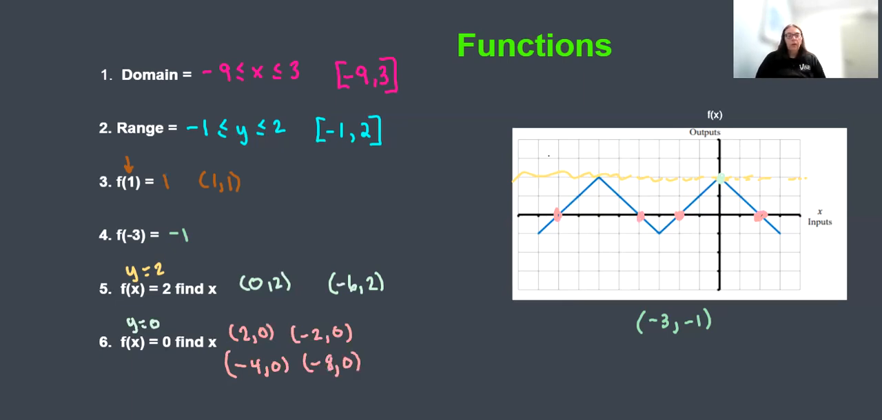So the big thing you have to understand here is that f of x represents the output and x represents the input. If you can get that down, this isn't too bad.